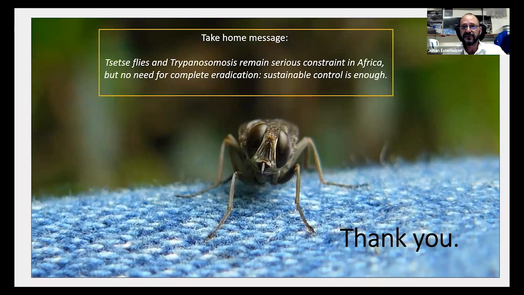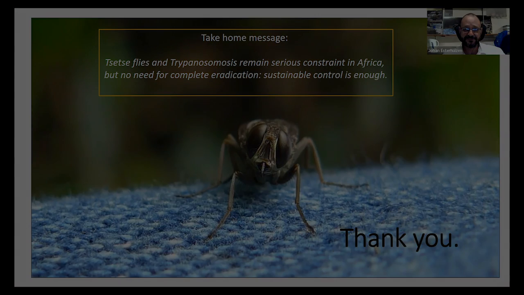Okay, and that's basically it. So the take-home message, just remember that tsetse flies and trypanosomosis remain a serious constraint in Africa, but there's no need for complete eradication. Sustainable control is enough.